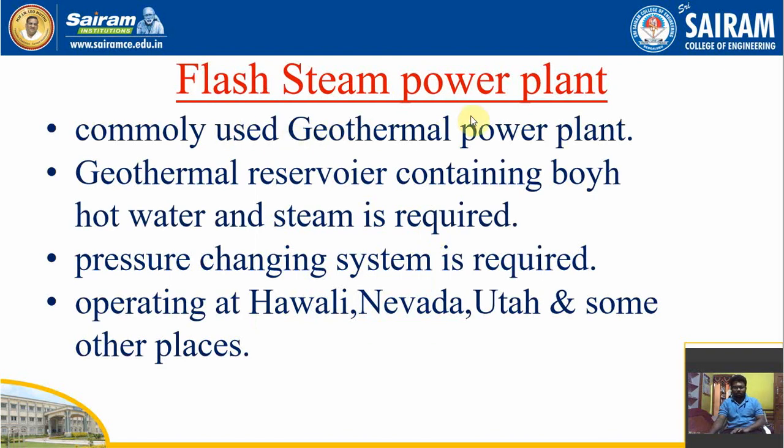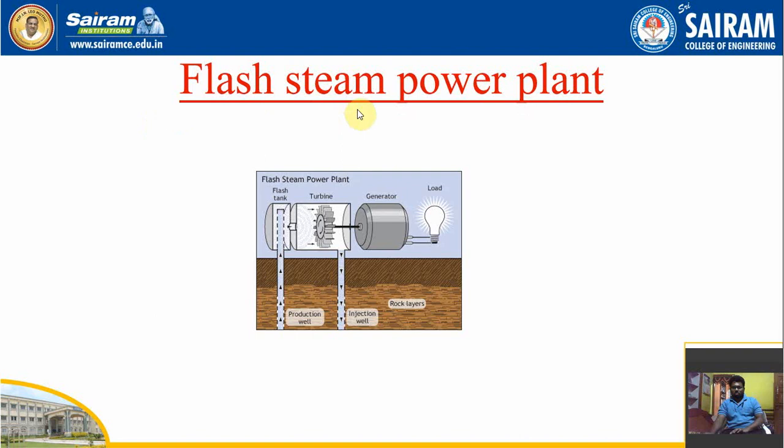So going on to the flash steam power plant, commonly used in geothermal power plants. For this, a geothermal reservoir containing both hot water and steam is required. The pressure changing system is required. It is operating in Hawaii, Nevada, Utah, and some other places. This is the flash steam power plant.